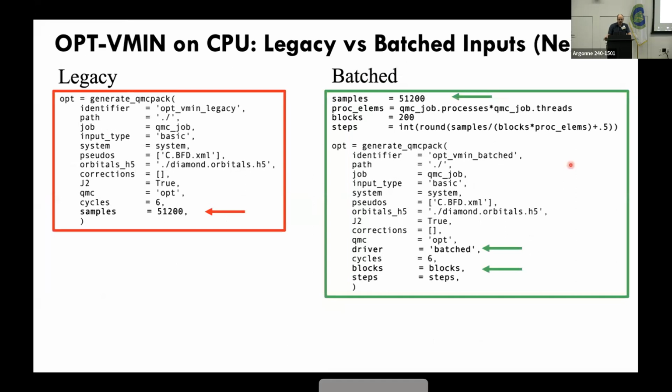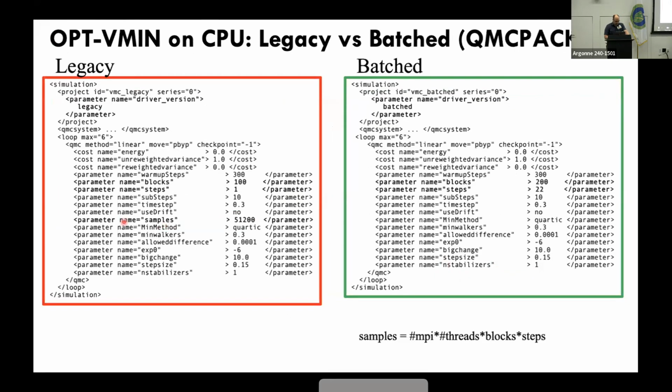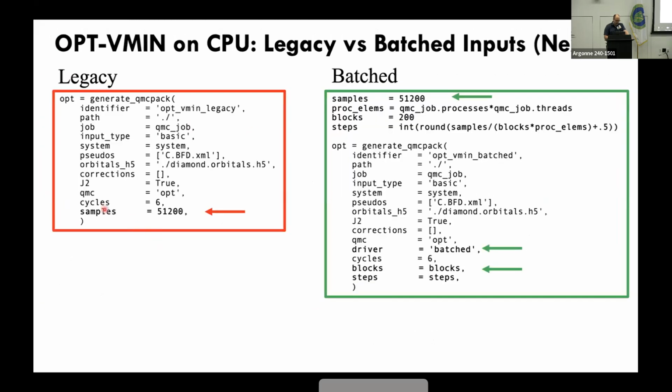In NEXUS, what does that look like? Before you specify the number of samples, here's just showing that you can do that little bit of arithmetic within NEXUS to get the 51,000 samples that you want in terms of blocks and steps. One little note is that this is inside this loop. This is 6 iterations of optimization. You specify that with this cycles parameter here, and it will generate 6 cycles of optimization.